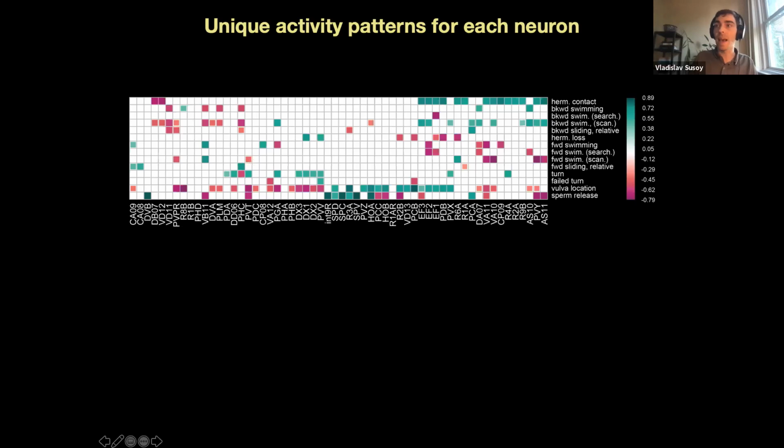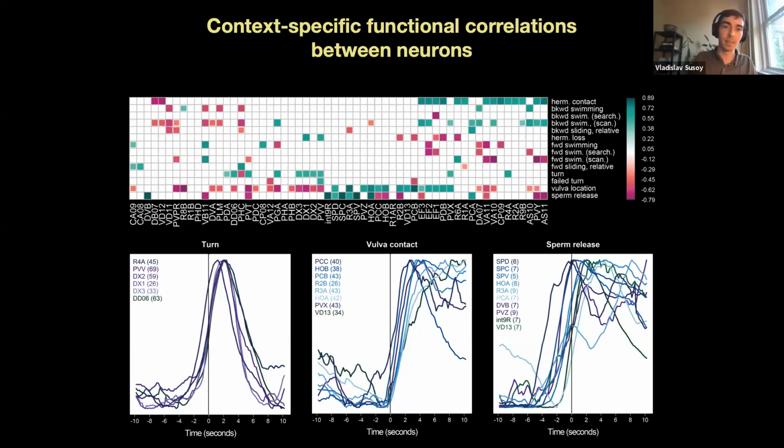And if we plot all the neurons and all the behaviors and look at whether these neurons become more active, and this is in green, or less active, this is in red, at the onset of specific behavioral events, we can see that almost all neurons show unique activity patterns when we look at the full range of behavioral steps that the male is allowed to exhibit.